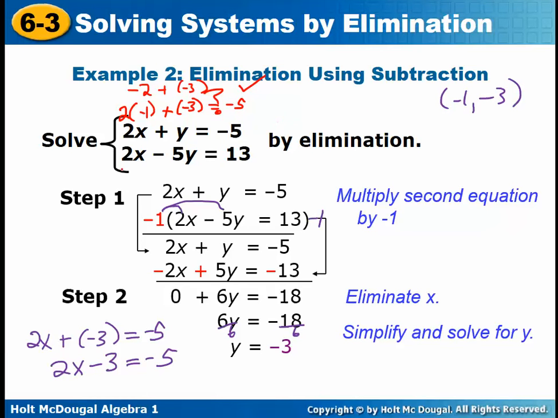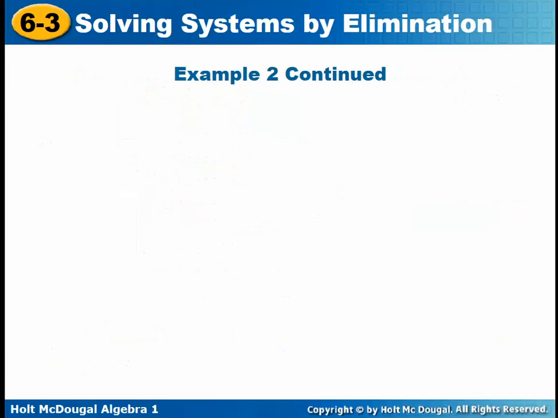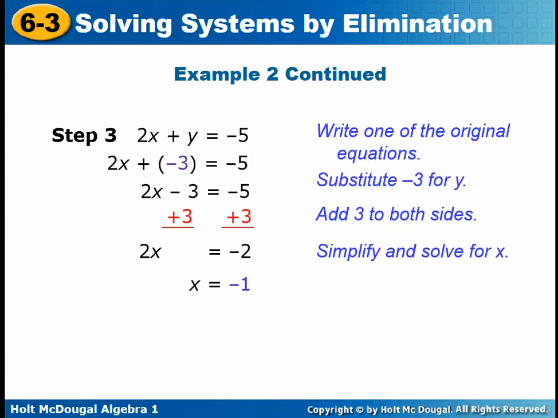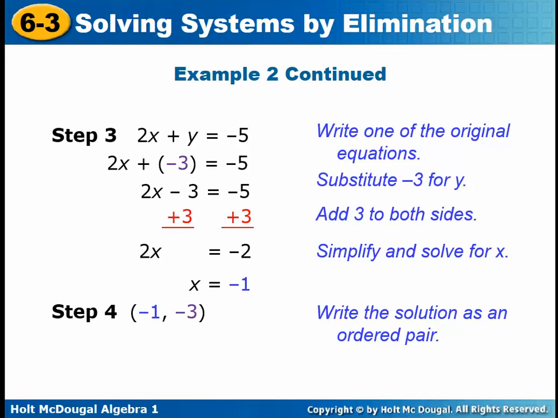In the second equation, I would take 2 times negative 1, minus 5 times negative 3, and I want to see if this equals 13. So 2 times negative 1 is negative 2. Negative 5 times negative 3 would be plus 15, and negative 2 plus 15 is indeed 13, so it does work. But it is a very, very good idea to go back and check your answers, take an extra minute or so, and be sure that what you wrote is correct.